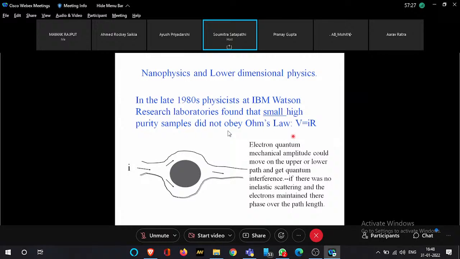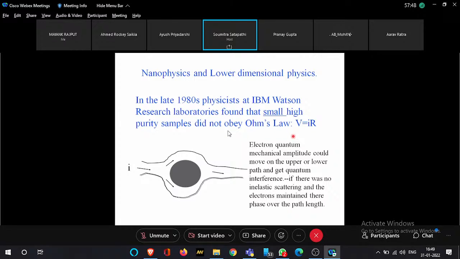So today I'll mainly be talking about nanophysics and low dimensional physics. The first thing is that in 1980, at the IBM Watson Research Laboratories, people found that very small, impure samples do not obey Ohm's law. This was the first discovery that Ohm's law is not always valid.